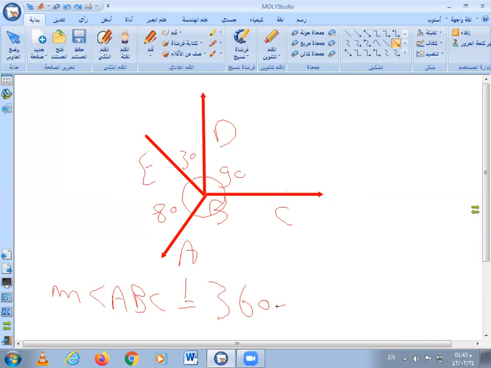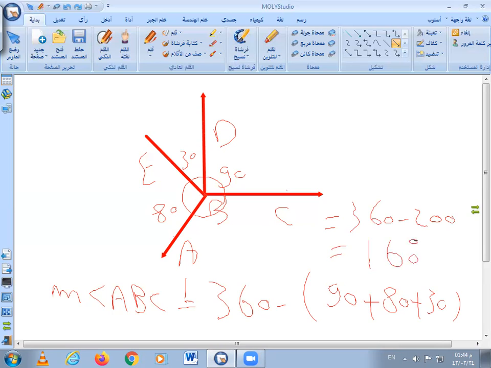The measure of the angles around a point equals 360 degrees, equal 360 minus, between brackets, 90 plus 80 plus 30, equal 360 minus 200. Okay, 90 plus 80 equal 170. 170 plus 30 equal 200, equal 360 minus 200 equal 160 degrees.